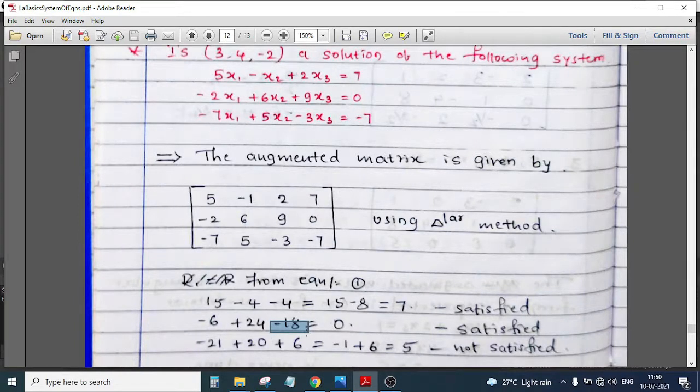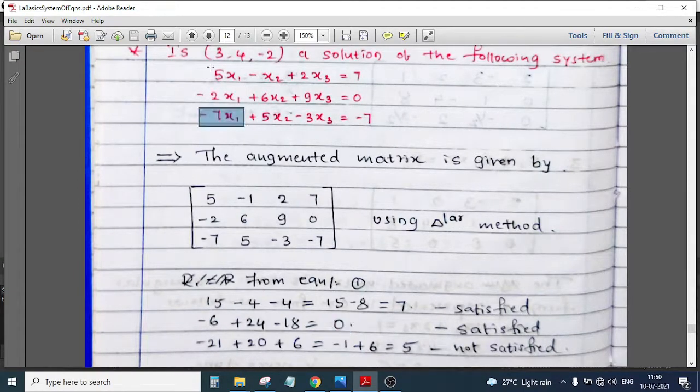So that means what now? You just simplify it. Will it be equal to 0? We need to check, right? Minus 6 minus 18 is minus 24, right? When you add with plus 24, the answer you are getting is 0. That means this is satisfied. Next. Let us try for the last equation now.